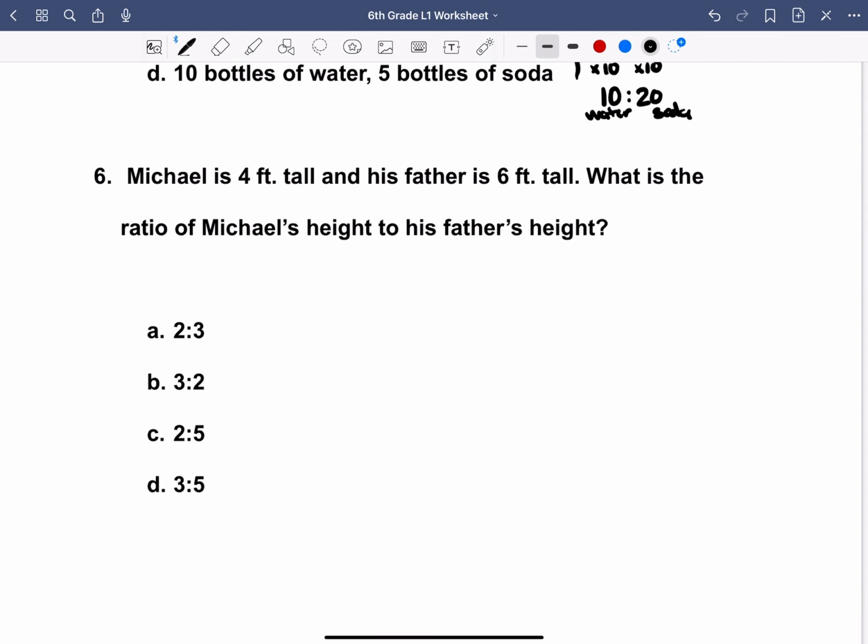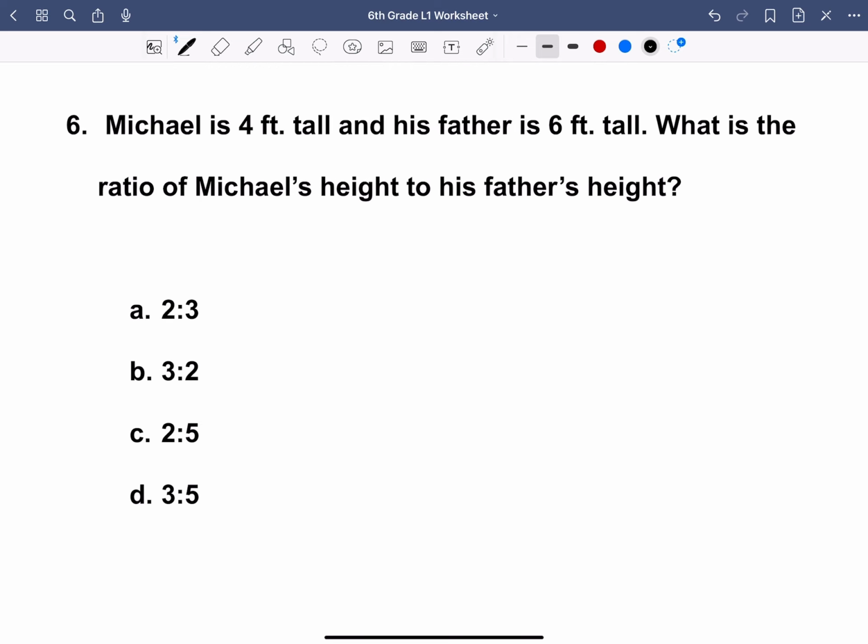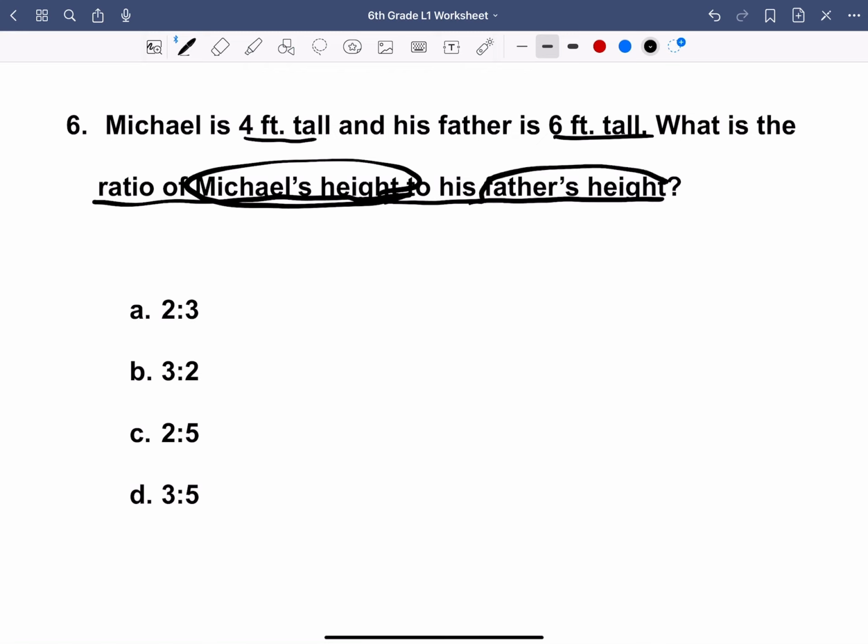Number 6, our last question. Michael is 4 feet tall and his father is 6 feet tall. What is the ratio of Michael's height to his father's height? So we put our ratio here, which is 4 to 6.